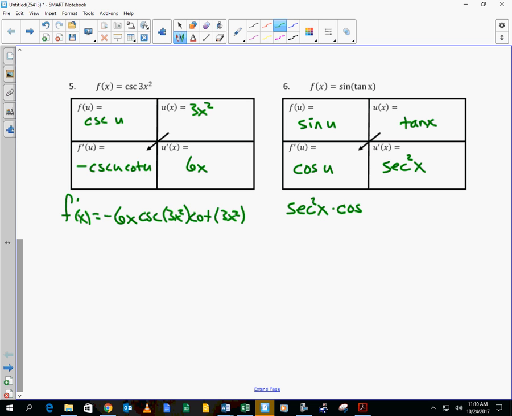Is it cosine times tangent or is it cosine of tangent? Which is it? It's cosine of u. This is not times, it's cosine of. So it's cosine of tangent of x.